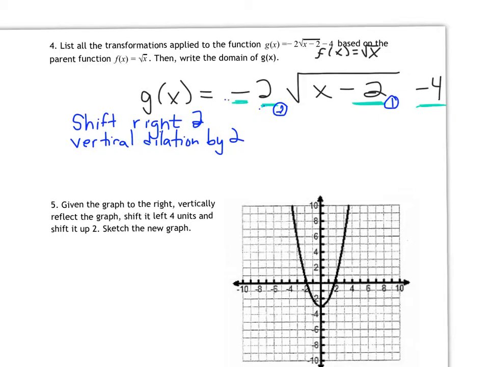The next one I do is, again, this negative sign out front, which could kind of be considered as part of the dilation. But remember, when we turn something negative, it is going to flip the function. So this is a vertical reflection. So that's going to flip it over the x-axis. And then finally, always what goes last is the shift up and down. So this is going to be a vertical shift down 4.